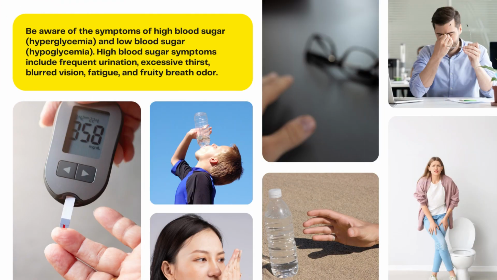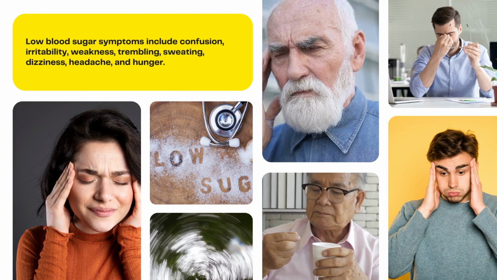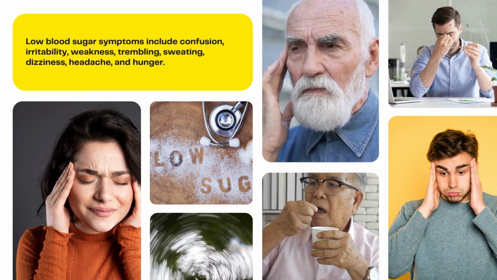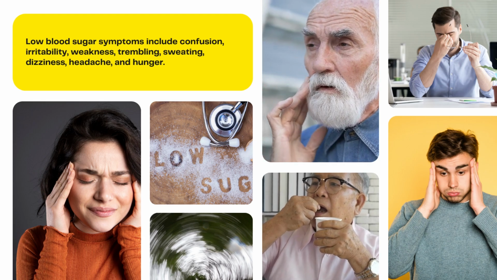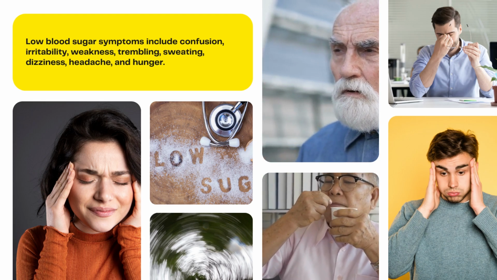Be aware of the symptoms of high blood sugar, hyperglycemia, and low blood sugar, hypoglycemia. High blood sugar symptoms include frequent urination, excessive thirst, blurred vision, fatigue, and fruity breath odor. Low blood sugar symptoms include confusion, irritability, weakness, trembling, sweating, dizziness, headache, and hunger.